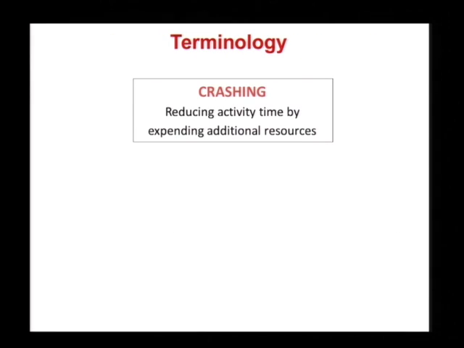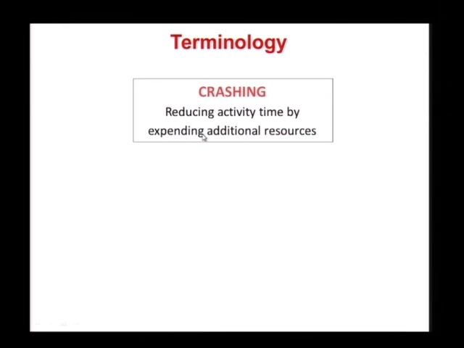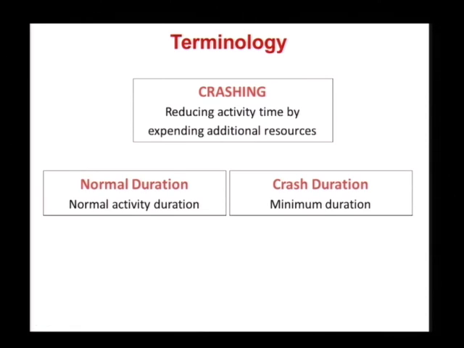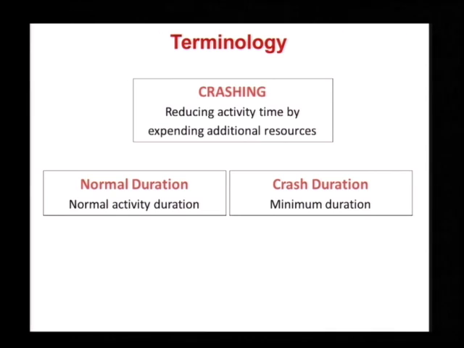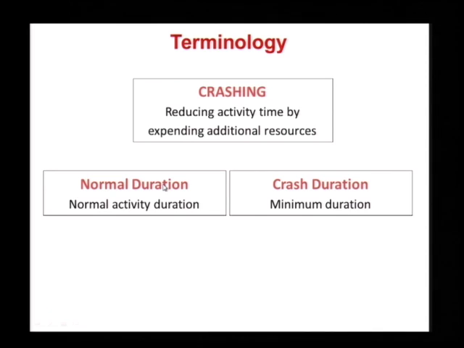Now some terminology. When you hear of project crashing you think of negative things, but this is an accepted terminology. Crashing is reducing activity time by expending additional resources, or there are other ways to do it too. So far we have only talked about duration. When we talk about project crashing we talk about normal duration and crash duration, with respect to an activity initially. Normal duration is the duration we have been using for all of our CPM analysis. There is also a crash duration, which we will come to later.